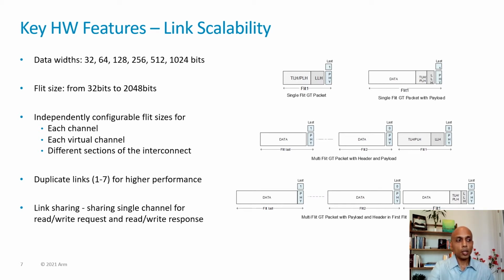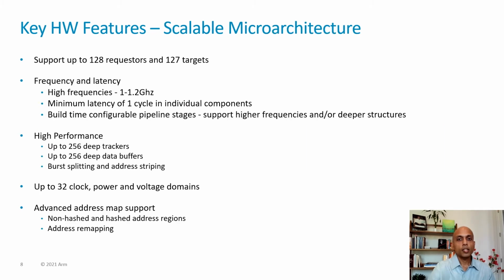Now we have talked about links. So now let's look into the microarchitecture scalability. NI700 supports up to 128 requesters, up to 127 targets. We support high frequency. We can go up to 1.2 gigahertz at 7 nanometer. And of course, this really depends on the configuration that you're supporting. So depending on the configuration, you can either go higher or lower, depending on your PPA requirements.